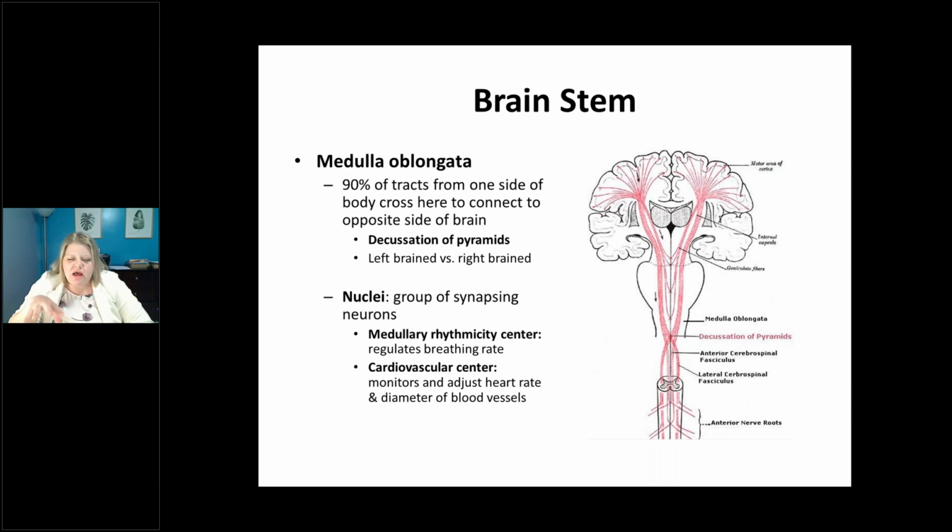The medulla oblongata, and this is important, houses two main centers. The medullary rhythmicity center, which regulates breathing, and the cardiovascular center, which monitors and adjusts heart rate and the diameter of blood vessels for blood pressure. This is really important for life, right? If there is damage to the medulla oblongata, the body can fail to breathe or the heart can fail to function properly, and then that can cause death.